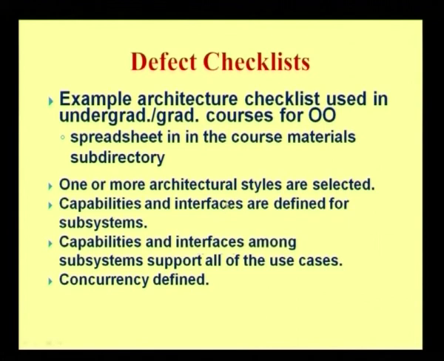One or more architectural styles are selected, capabilities and interfaces are determined for subsystems, and capabilities and interfaces among the subsystems support all the use cases and concurrency being clearly defined. There are situations where we might go across different architectural styles, and situations where we might go across concurrency approaches, that is, a parallelized approach. Those are the places where we have to give utmost concentration, and there is a specific checklist so that the possibility of risk at this juncture gets eliminated.